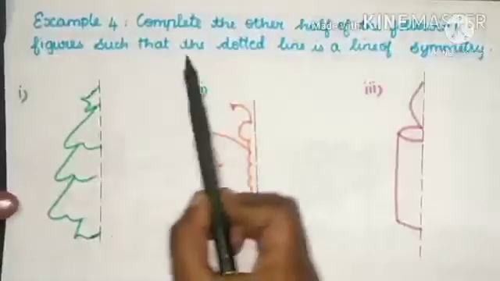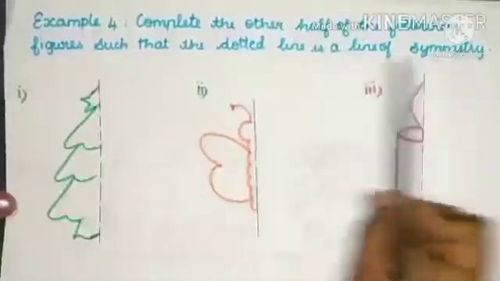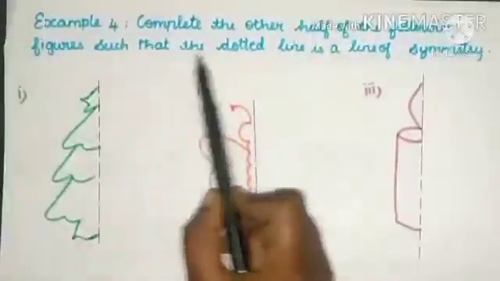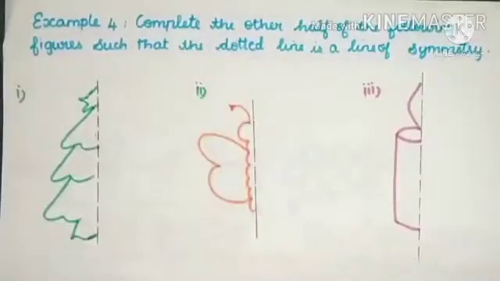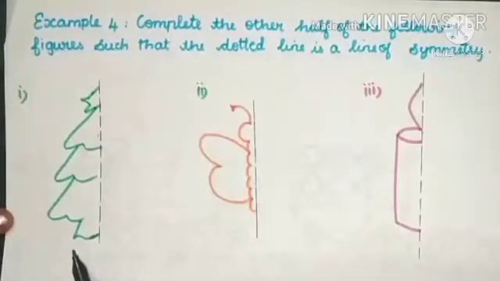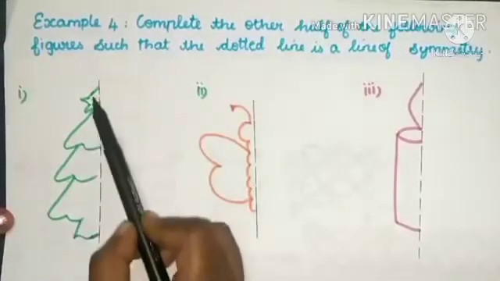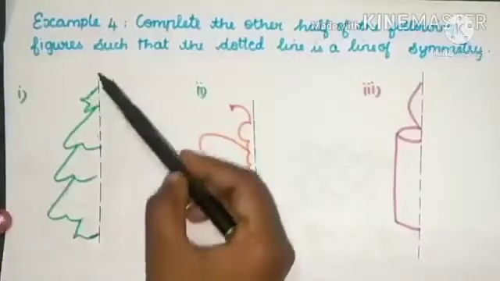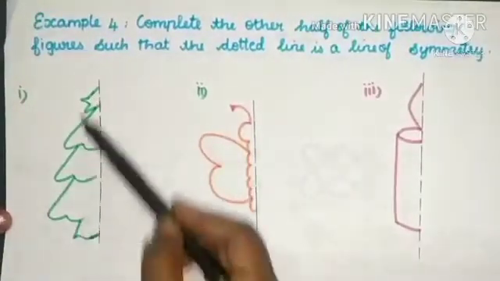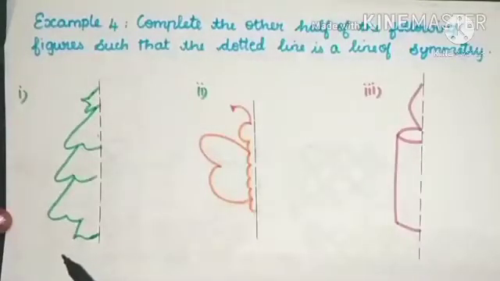Example 4. Complete the other half of the following figures such that the dotted line is a line of symmetry. See, here the given question is you have to complete the other half of the following figures. Here one half of the picture is given. You have to find the other half of the figure. This dotted line is considered as a line of symmetry.